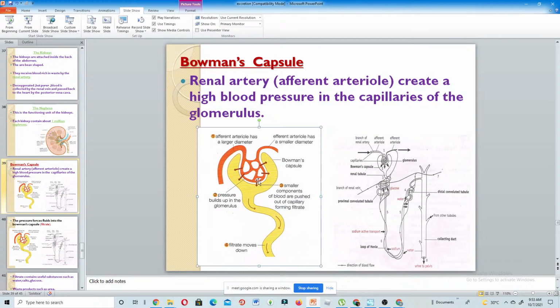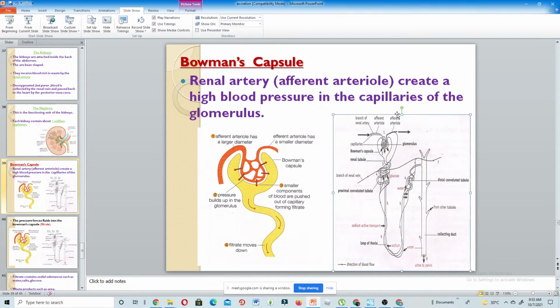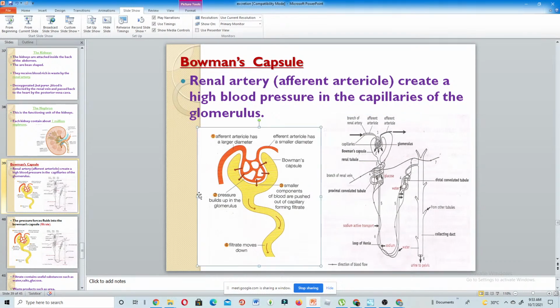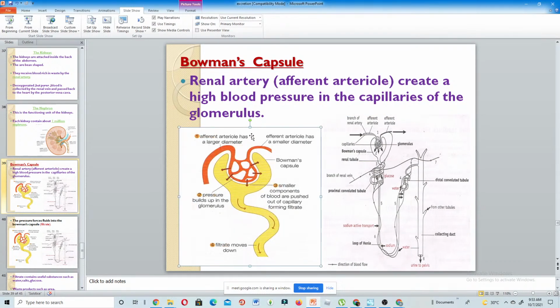The yellow one is just showing a section of the nephron, because whenever we are studying the nephron, we can't just study it all at once. We have to split it up into different sections and study the parts individually. So the first part of the nephron that we're going to look at is what is known as the Bowman's capsule. That is the first part of the nephron.